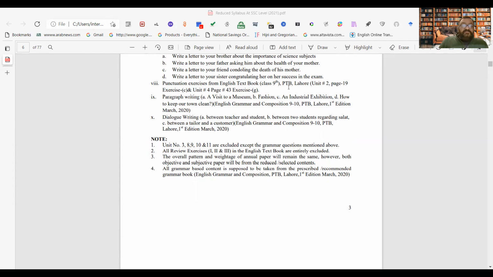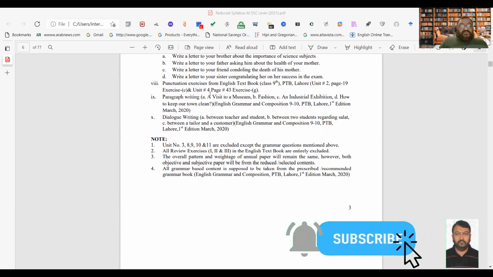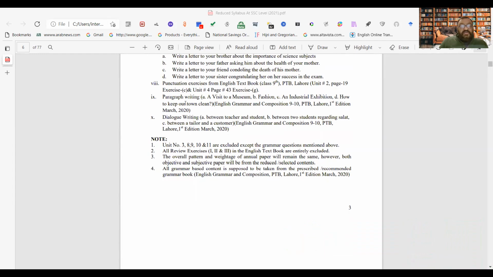Okay, same as Punjab Textbook Board, Lahore. Unit 2, page 19, exercise C; Unit 4, page 43, exercise G. And number 9 is paragraph writing: a visit to a museum, fashion, different types of paragraphs are given here. These are only examples. Unseen paragraphs can also come.